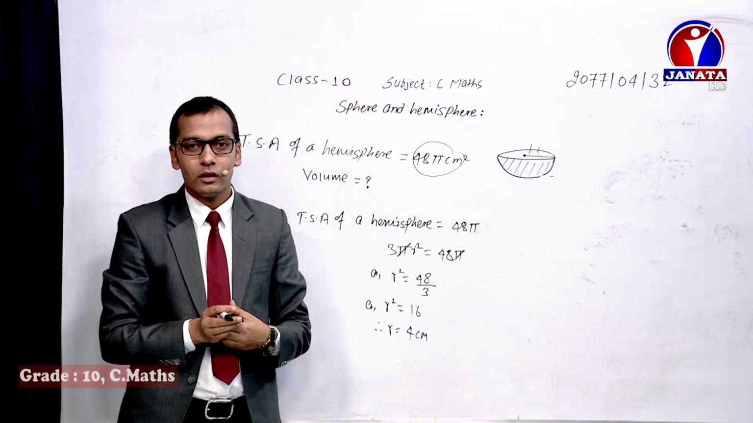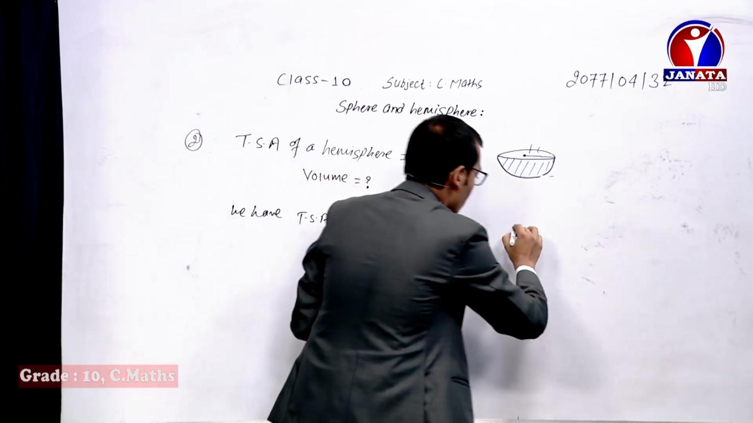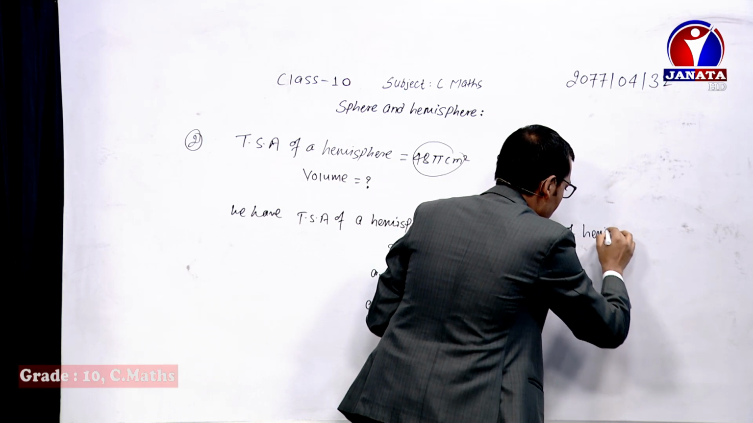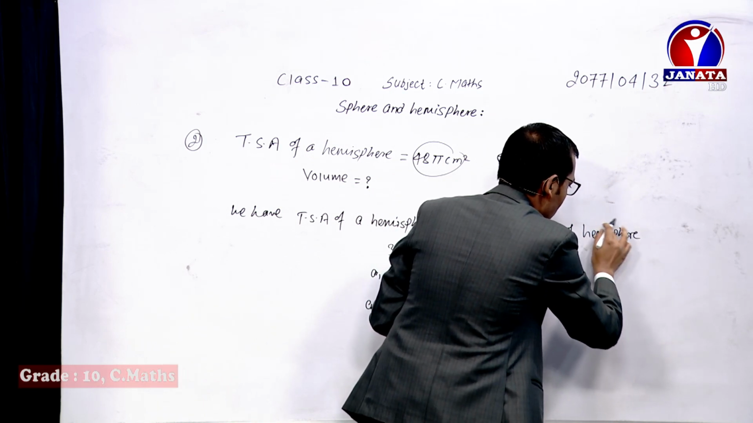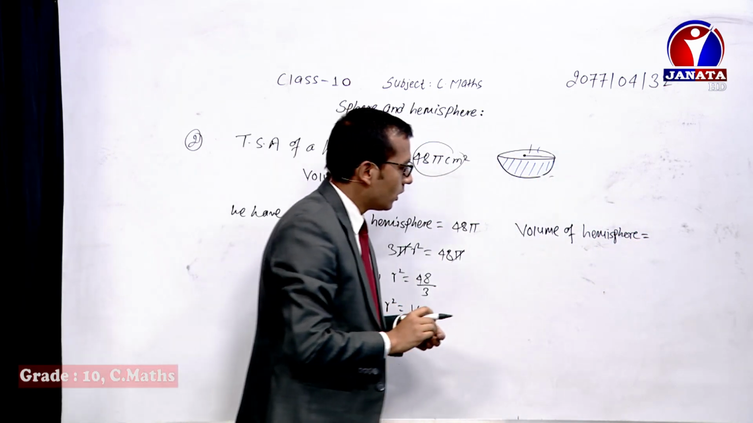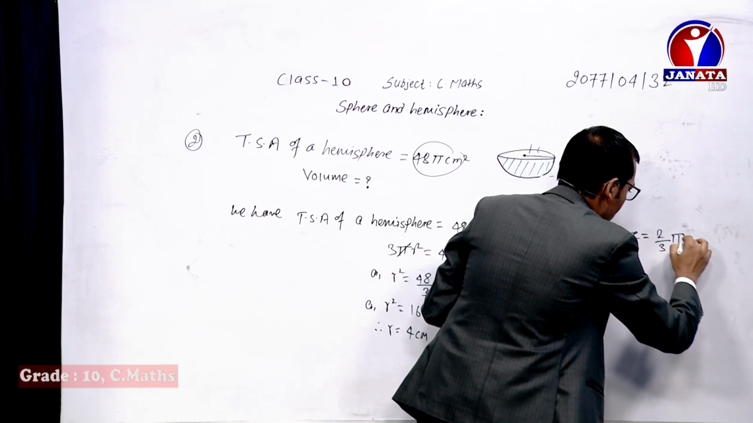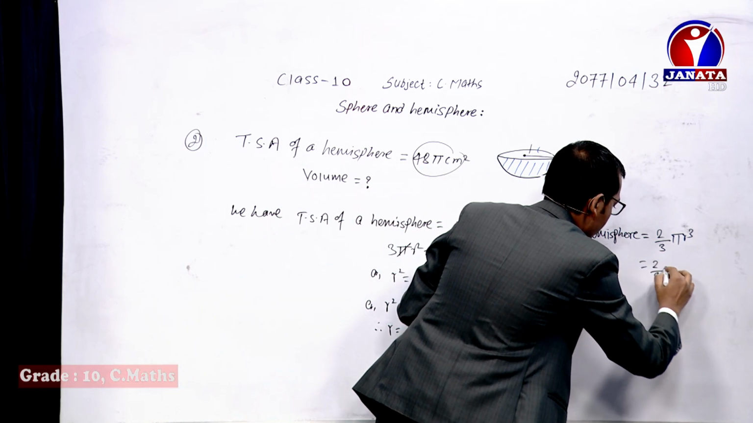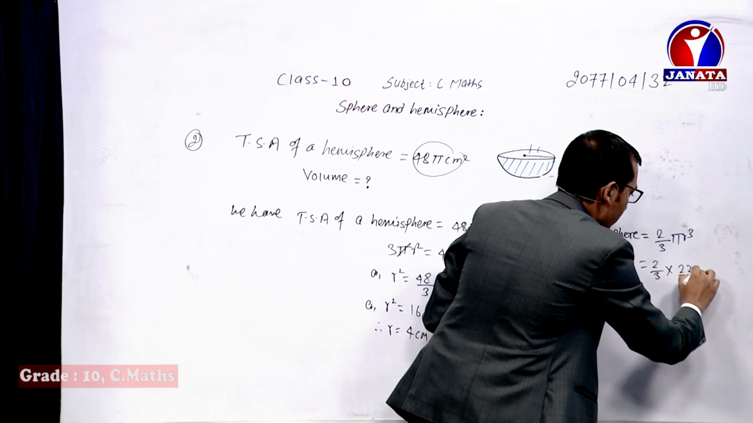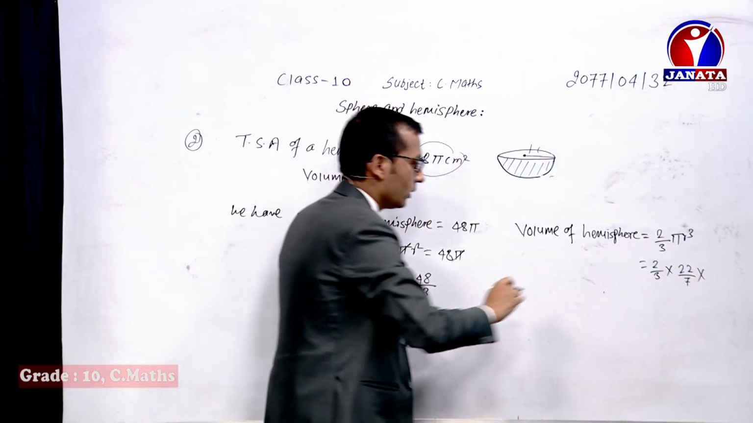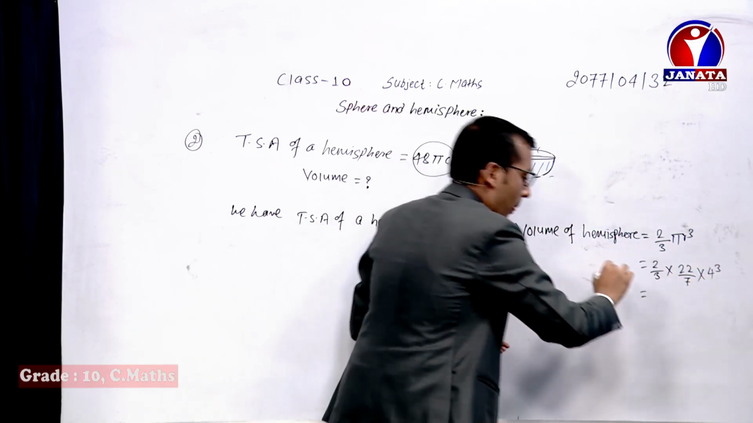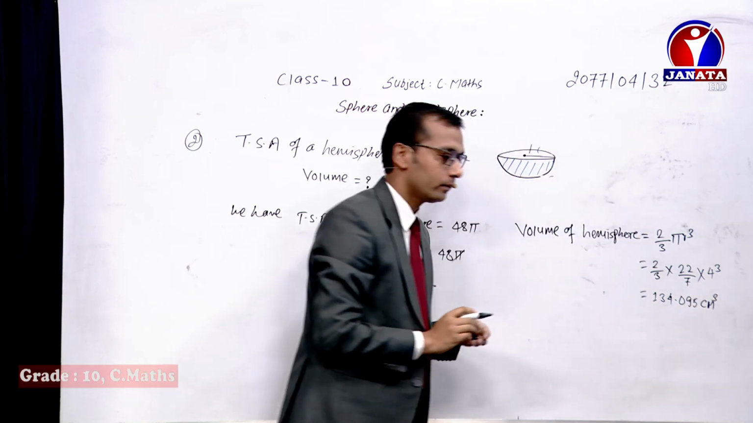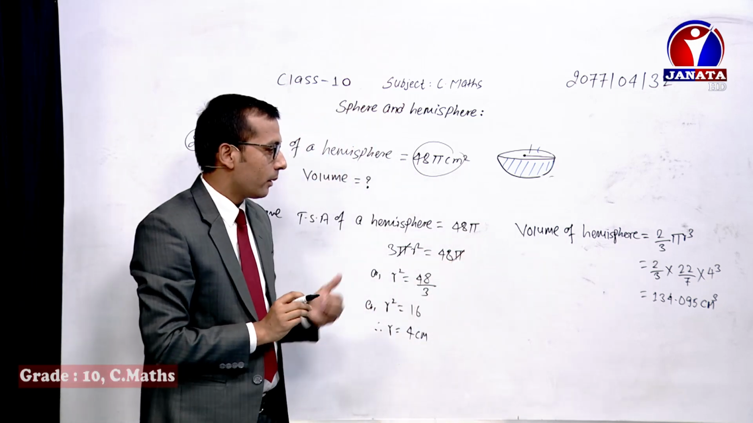After knowing the value of r, the radius, now we can find its volume. So what is the volume? Volume of hemisphere is equal to 2/3 times pi r cube. 2/3 times pi, 22/7, times r cube. r is 4, so it's 4 cube. So it gives me 134.095 cubic centimeter. So this is the volume of the hemisphere.